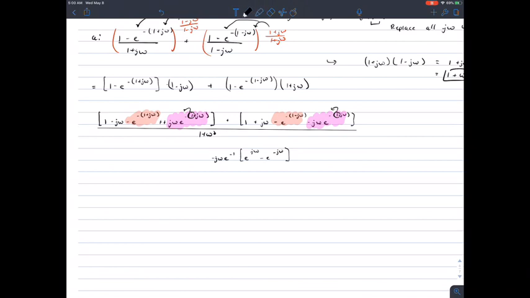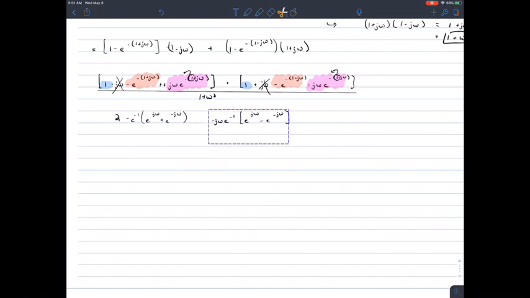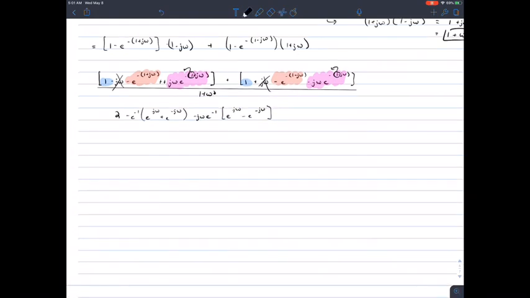So, we're going to have e to the j omega plus e to the negative j omega, all times negative e to the negative 1. And then, of course, the ones match, and the j omegas cancel. So, make this look just a little nicer.